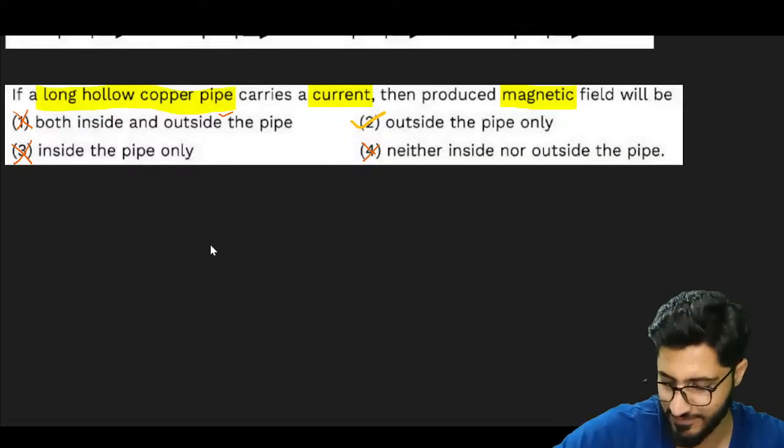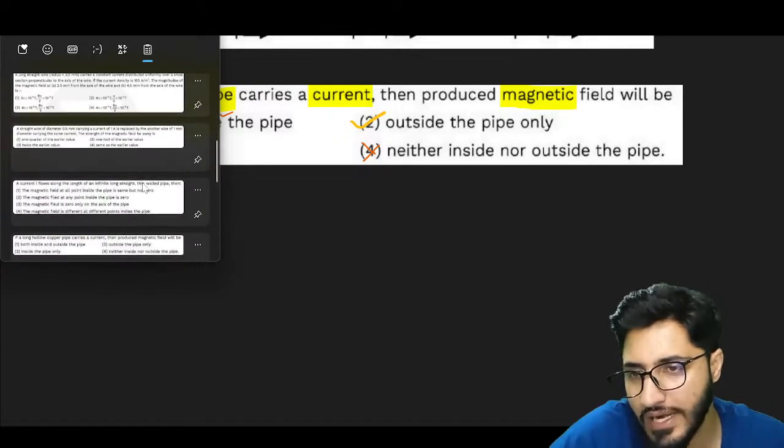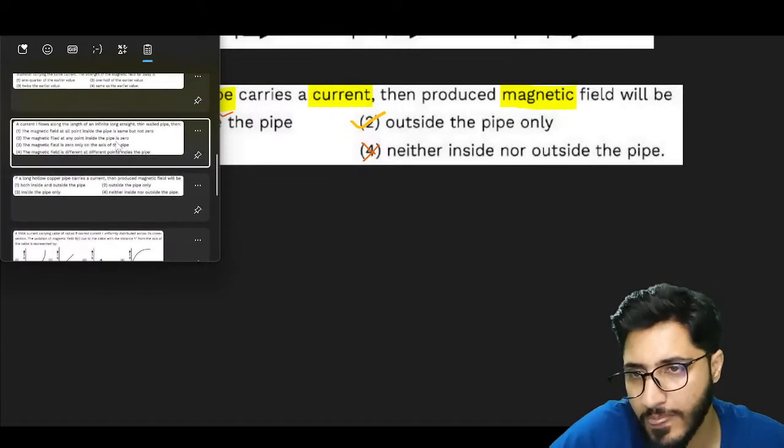Easy numericals, right? One more numerical. I have plenty of numericals for you. Don't worry about it. Okay, this one now.